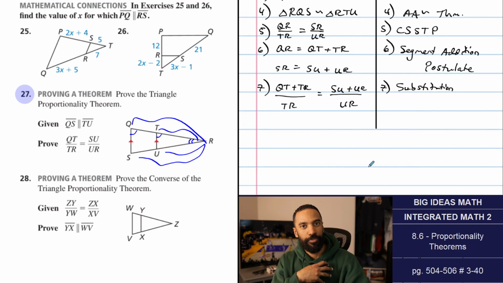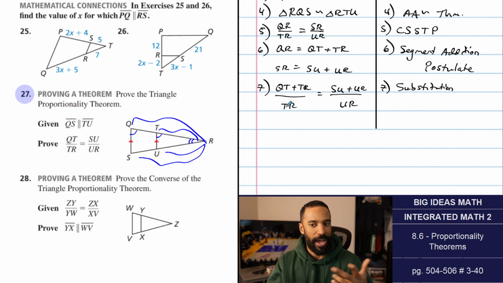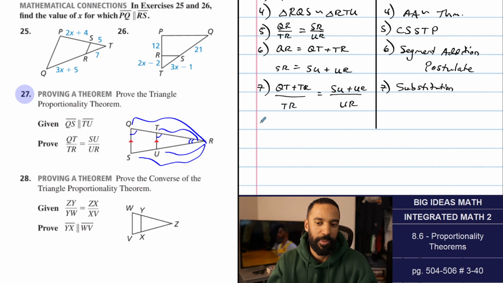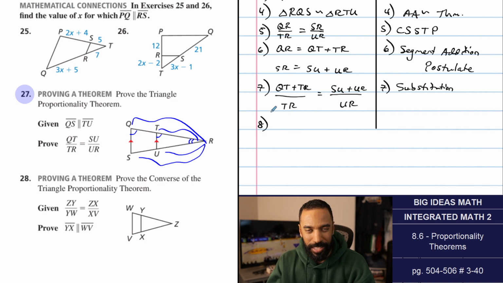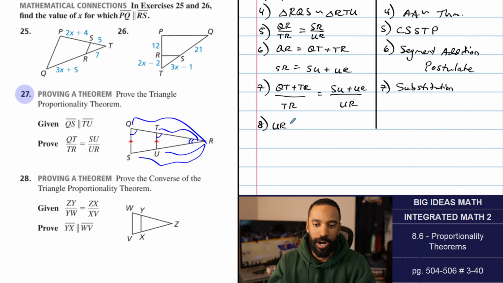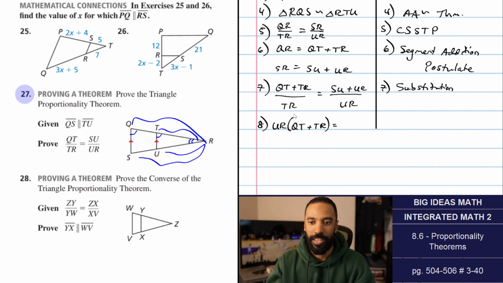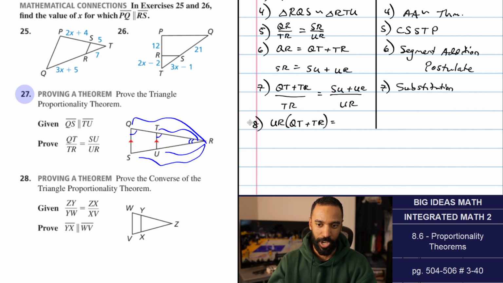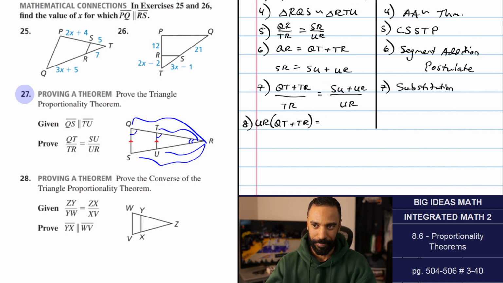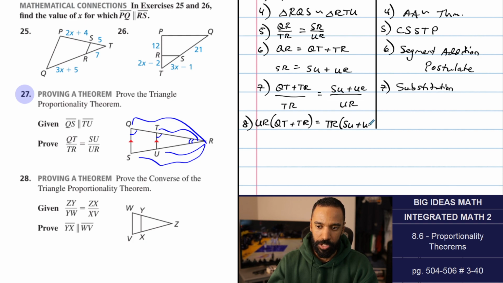Okay, now what did I do from here? I think I multiplied both sides by essentially the TR. I cross-multiplied. Cross-multiplication is not a reason that you can call something, but let's essentially do cross-multiplication. UR times QT plus TR. This is going to look very weird when I do the distribution after, because these aren't variables, they're full-bore letters. So I don't know if this is going to look very good. Equals TR times SU plus UR. That is the multiplication property of equality.